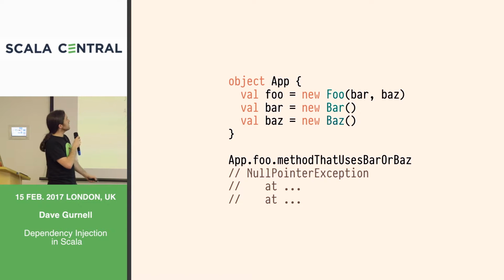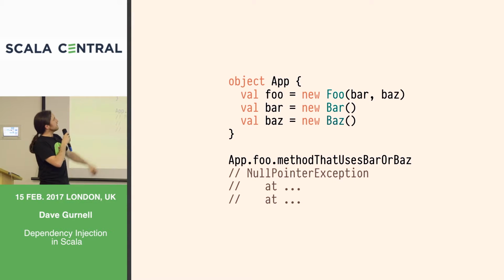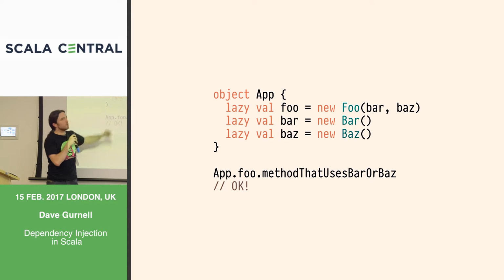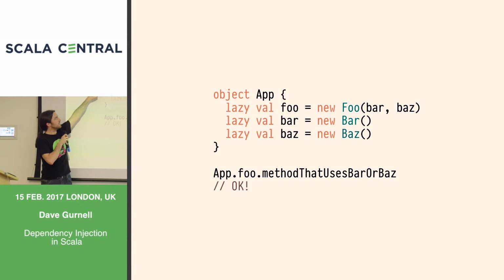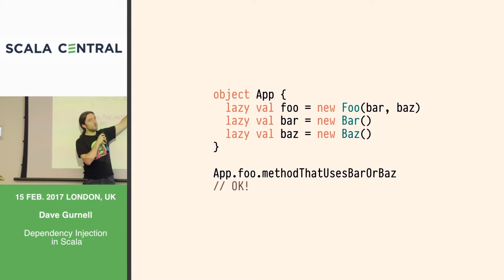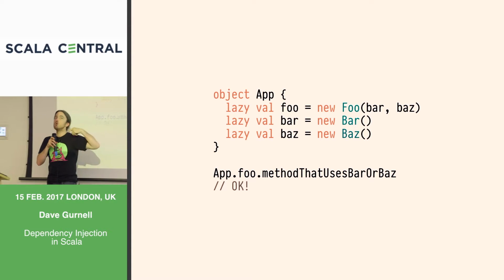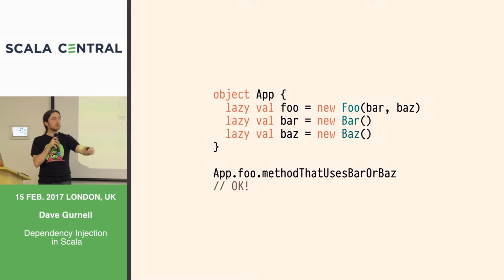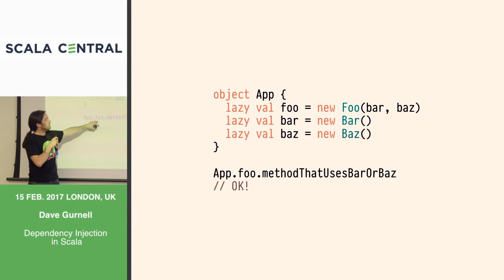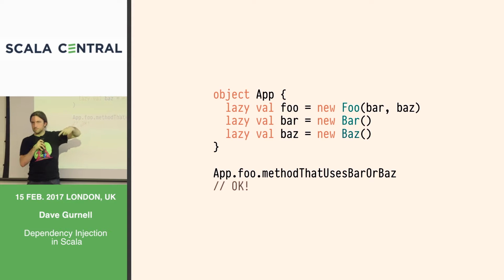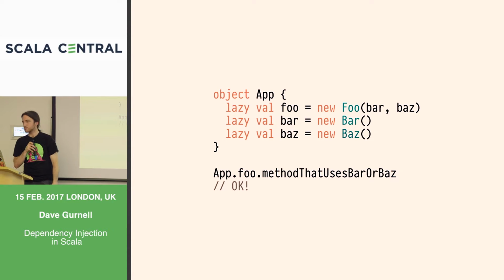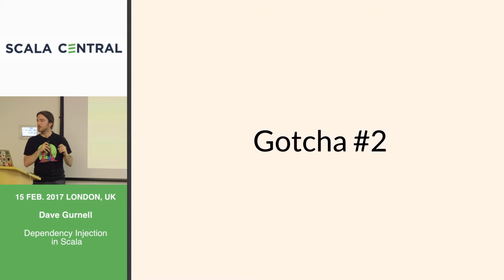So it's worth noting that forward references like this are dangerous, and if you can avoid them, you should. But if you can't, you can mark all your vals as lazy vals. And that means that when we actually instantiate this object, we're not going to call any of these constructors. We're just going to call them when the variables are first referenced. So when we access foo here, it will construct foo, which will construct bar and baz at the right time. Okay?